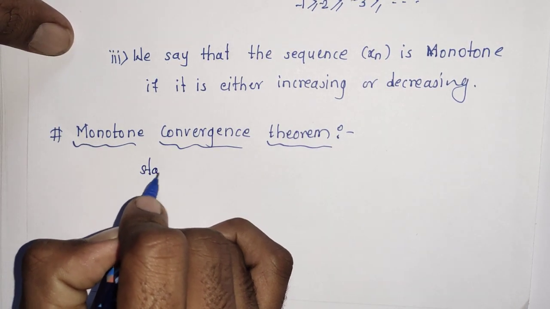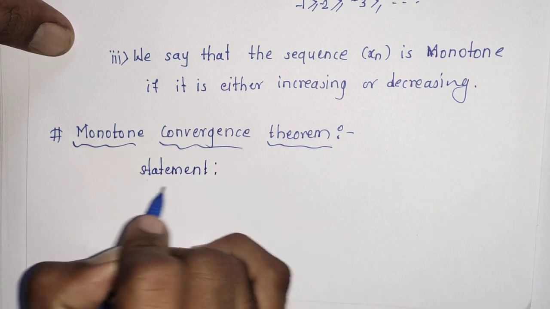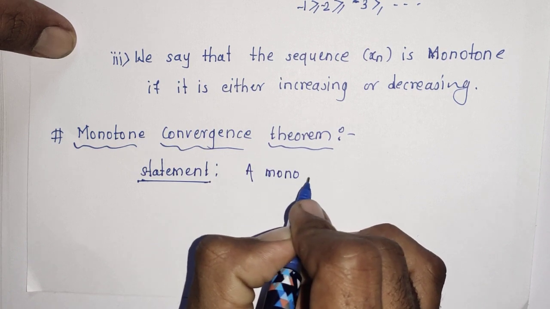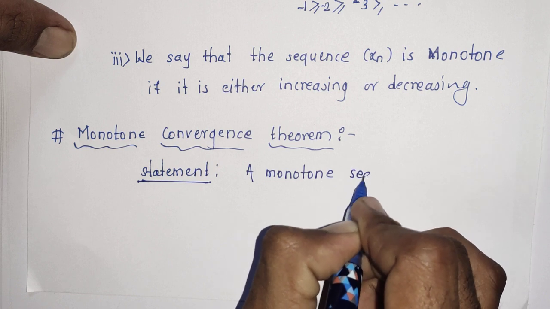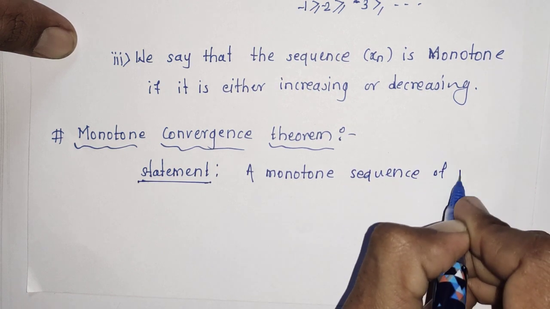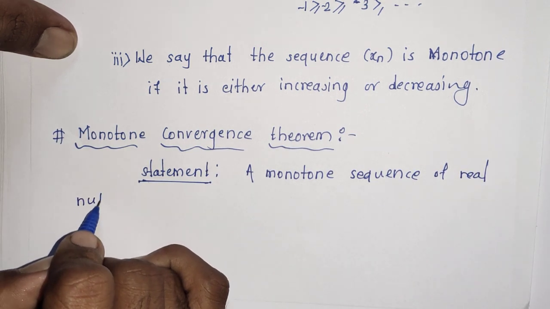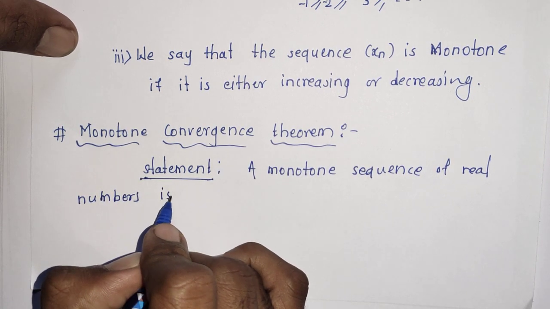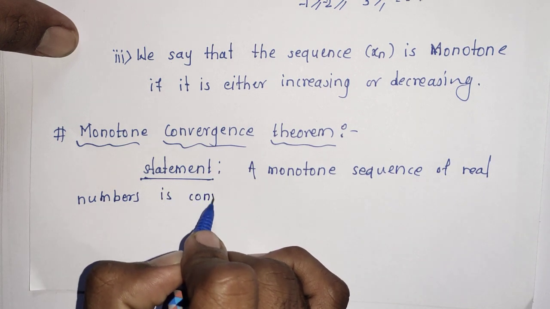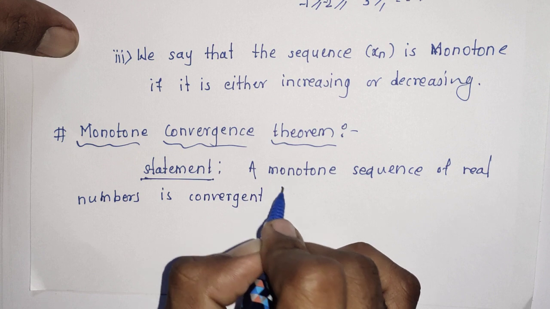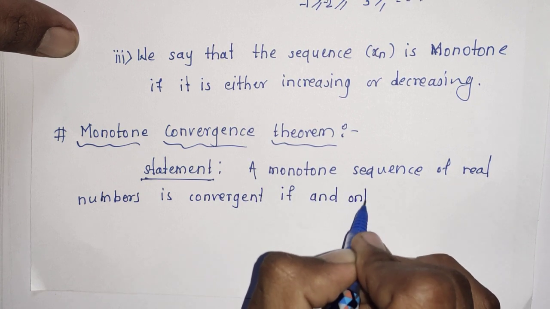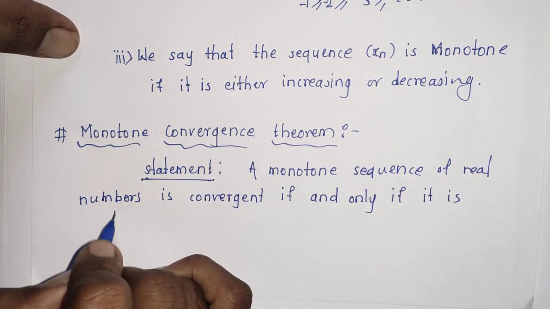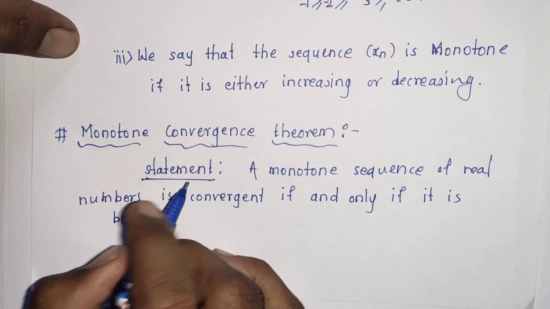The statement of this theorem is: a monotone sequence of real numbers is convergent if and only if it is bounded.